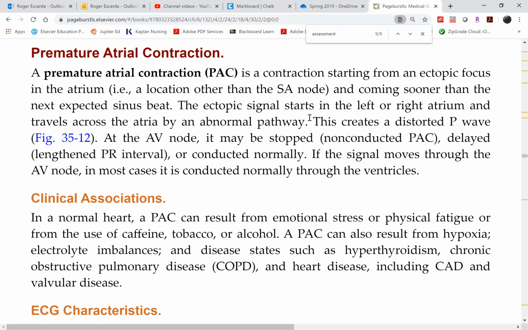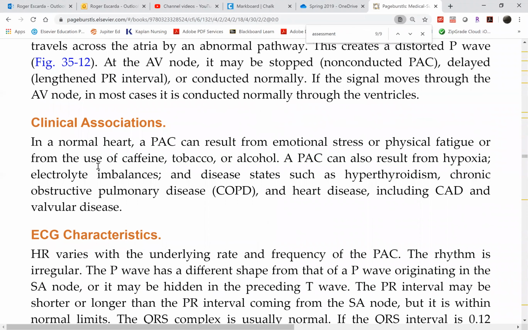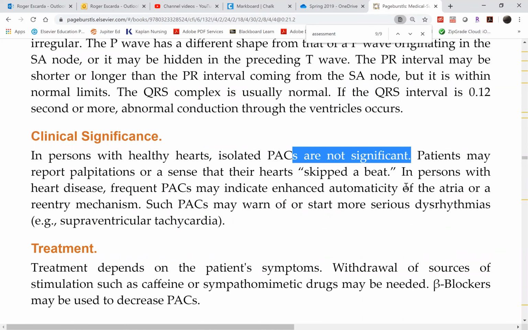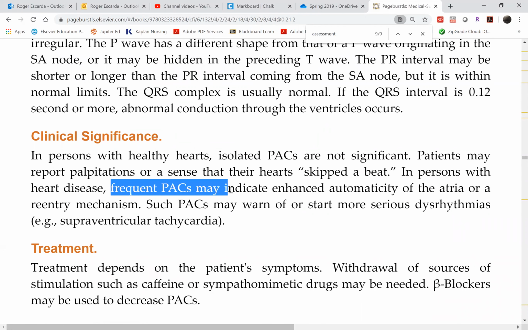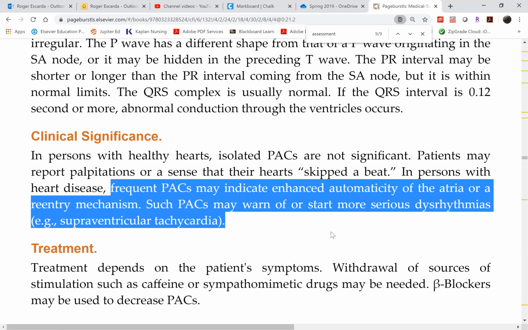In the case of PACs, for instance, what is the clinical significance? It says here, if the patient is healthy, PACs are no big deal. However, if a patient has an existing heart disease, PACs, if they're frequent, may be a warning of a more serious dysrhythmia coming.